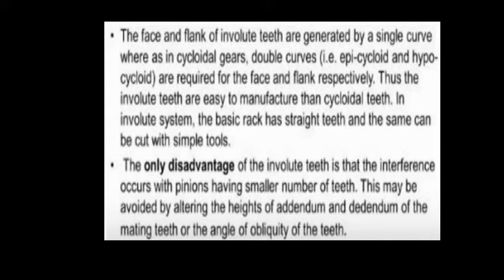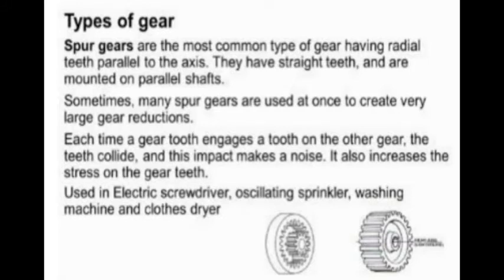In the involute system, the basic rack has straight teeth, and the same can be cut with simple tools. The only disadvantage of the involute teeth is that interference occurs with pinions having a smaller number of teeth. This may be avoided by altering the heights of addendum and dedendum of mating teeth, or the angle of obliquity of the teeth. Now, let us move on to the various types of gears. Different gears are available. So, first one is spur gear.